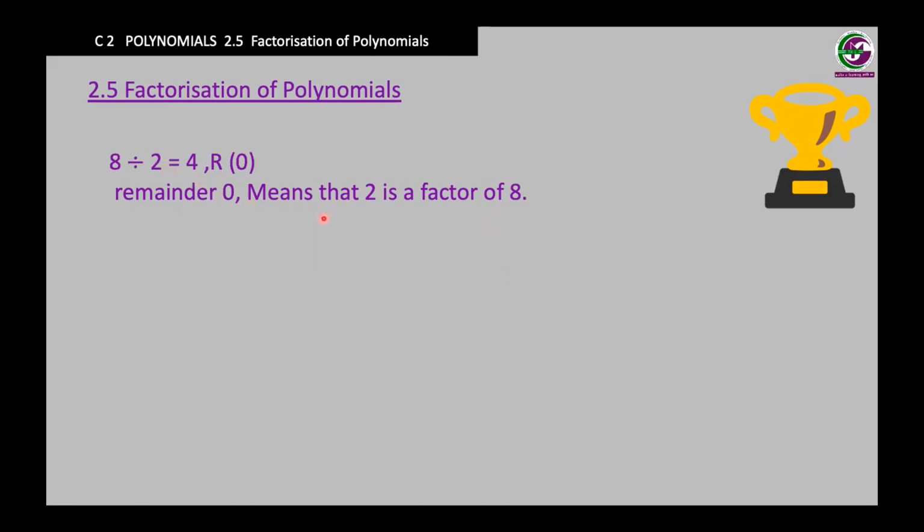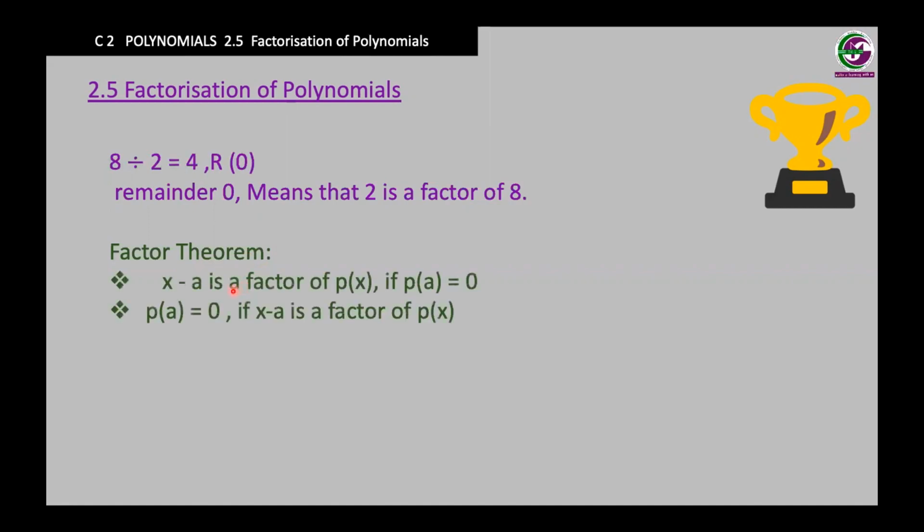So here in this lesson, we will concentrate on the word factor. Remainder is 0 means 2 is a factor of 8. Now let us see what the factor theorem says. The factor theorem is actually just a repeated statement from the remainder theorem. The factor theorem says that x minus a, the divisor, is a factor of the given polynomial if the remainder is 0.